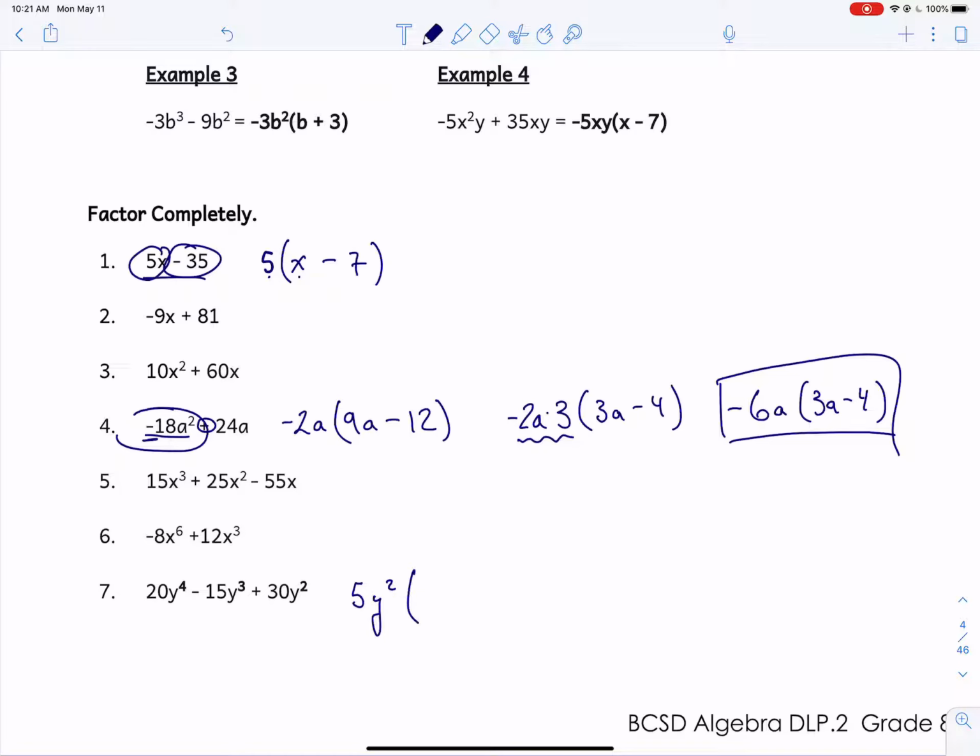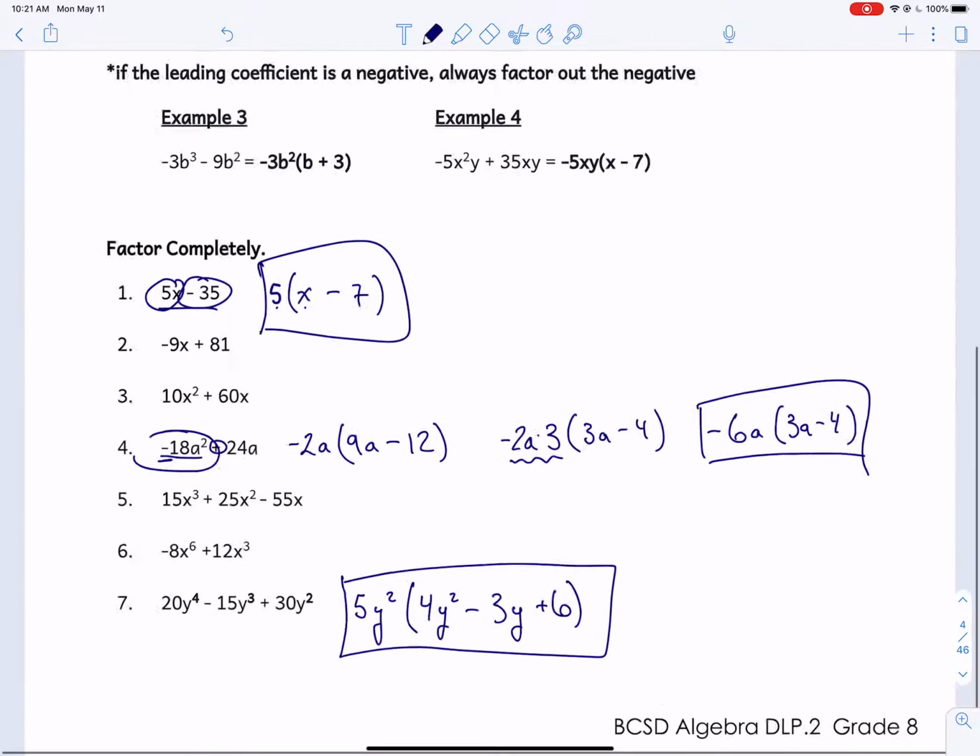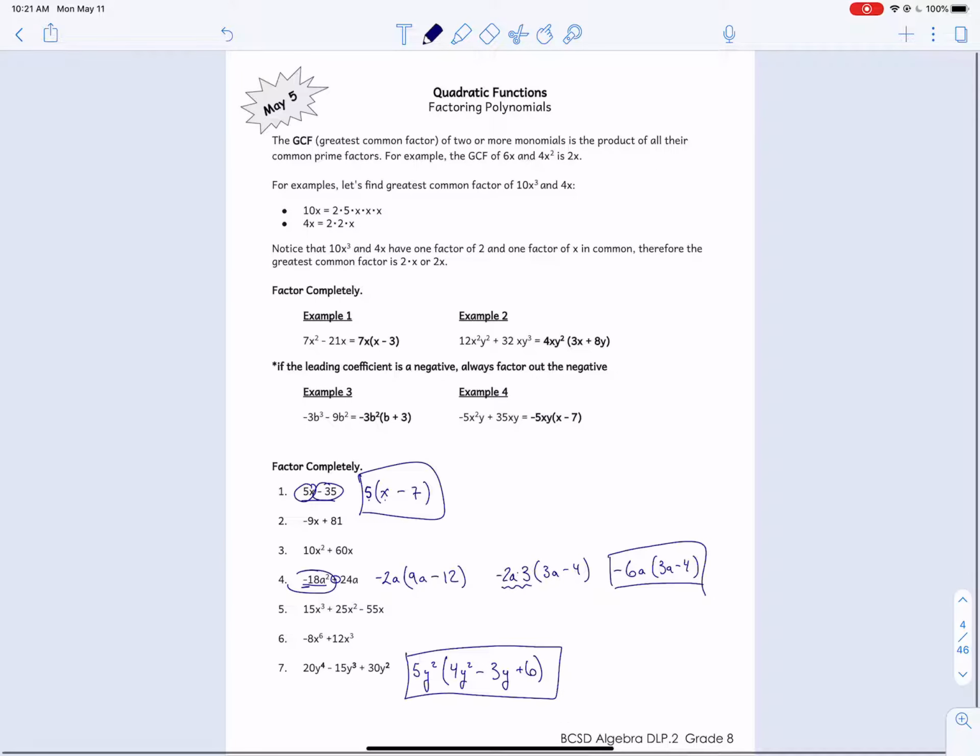Okay. So 5y squared times what will give us 20y to the 4th. Okay, so 5 times 4 will give us 20, and then y squared times y squared will give us y to the 4th. Then we have minus, and then 3y, and then plus 6, and that's it. Because 6 times 5y squared will give us our 30y squared. All right, so that's a little bit of polynomial factoring.